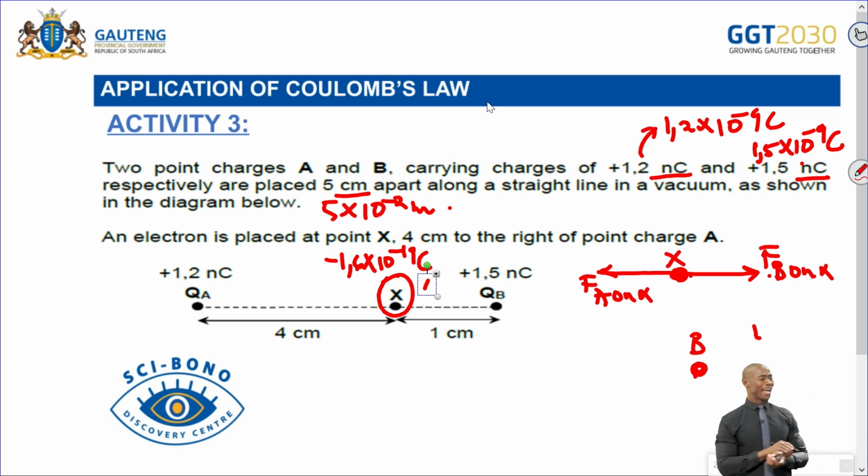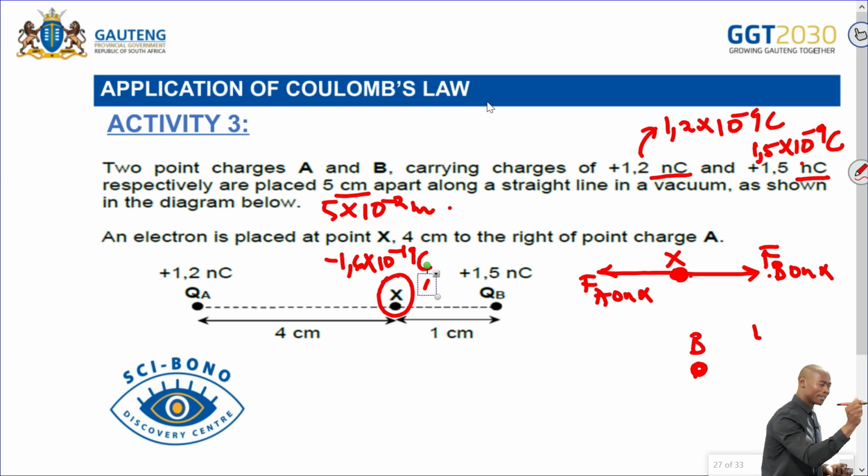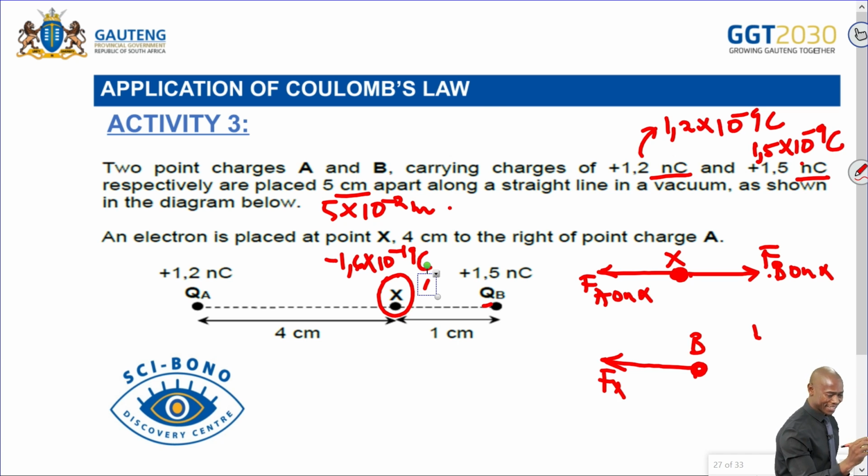So between B and X, there's a force of attraction. There's a force that X will exert on B. There's a force that A will exert on B. So let's start with the force that X exerts on B. If this is B, will B move towards or away from X? It will move towards. There's attraction there. B is this side, X is here. So B will move towards X. So this is the force that X exerts on B.